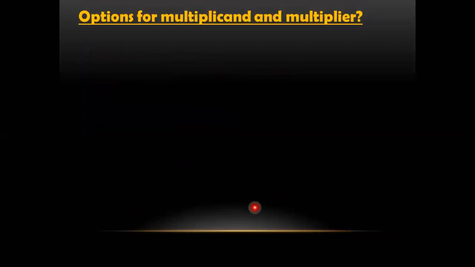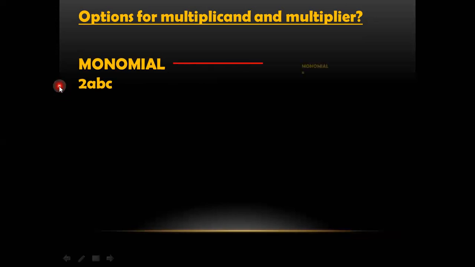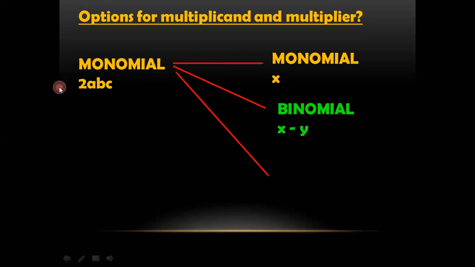Now we will see different options for the multiplicand and the multiplier. हम किस किस तरह से multiply कर सकते हैं. For example, यहाँ पर आप देख रहे हैं एक monomial, right? Monomial can be multiplied with a monomial, a binomial or a trinomial. एक monomial को हम monomial से भी multiply कर सकते हैं, binomial से भी कर सकते हैं, trinomial से भी कर सकते हैं. ये सारे options हमारे पास open हैं.